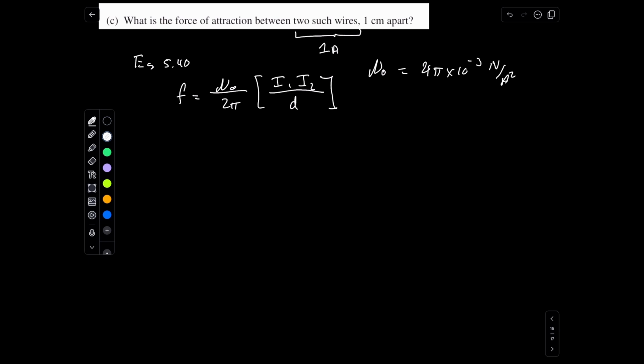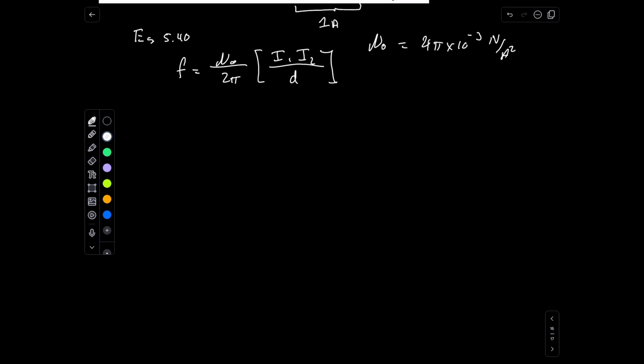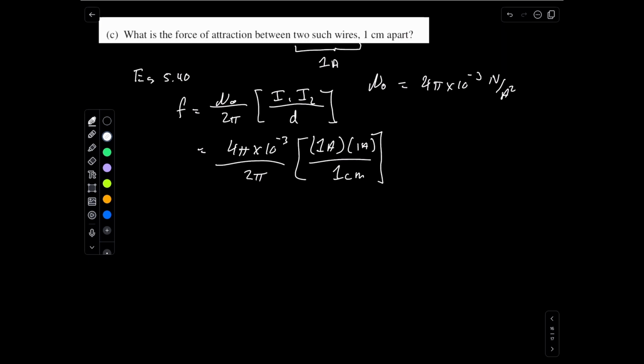So we just plug that in real quick to our equation. 4 pi times 10 to the negative 3 over 2 pi times our current, which is 1 amp for both wires, over the distance of them being apart, which is 1 centimeter. And this will simply just cancel out the amps here. And so this will simply just be 2 times 10 to the negative 7 newtons per centimeter.